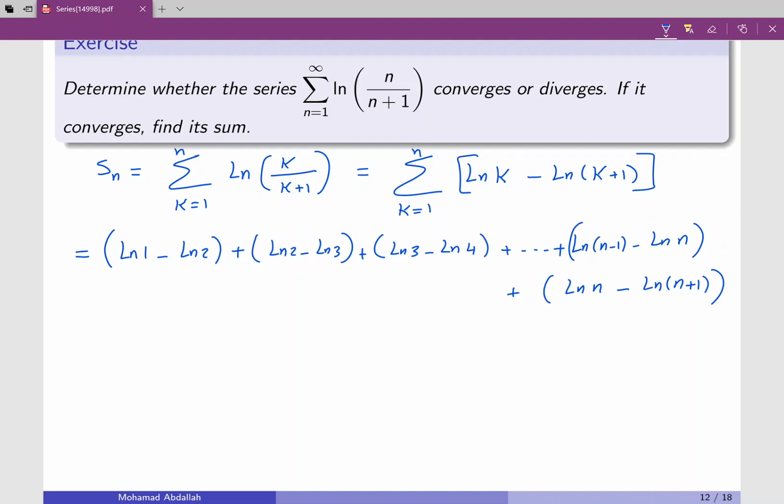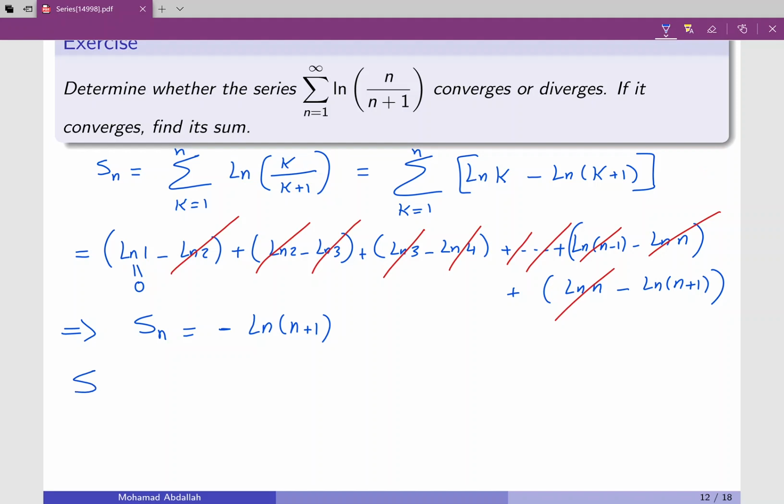Because what's happening here is some terms will cancel. Minus ln 2 cancels with plus ln 2. Minus ln 3 cancels with ln 3. Minus ln 4, there's an ln 4 here, will cancel with the previous one. Minus ln n cancels with ln n. So I have a nice formula for Sn. This implies that the partial sum Sn is equal to ln of 1, which is 0. What's left is negative ln of n plus 1.